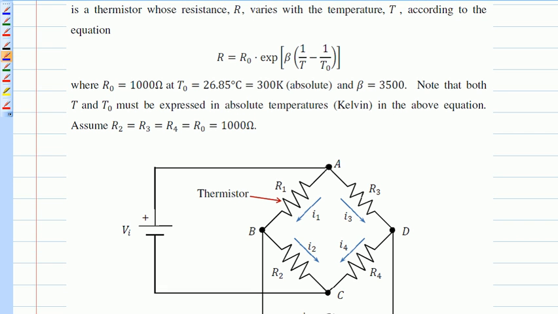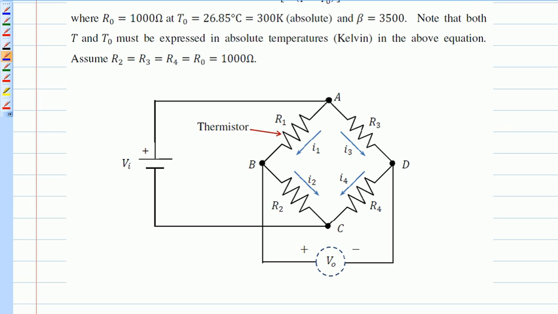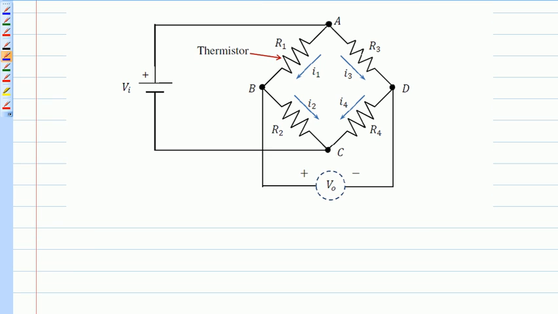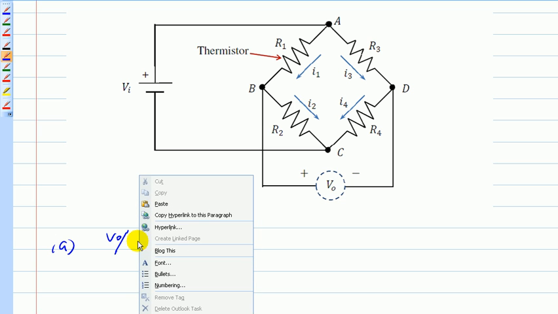Okay, so these circuits are the same circuit as used in the lecture. Your first question is to determine the normalized bridge output VO over VI. Basically, what's VO over VI?